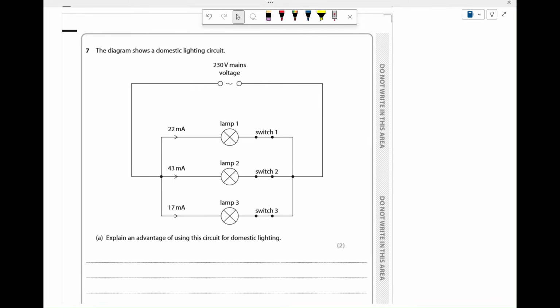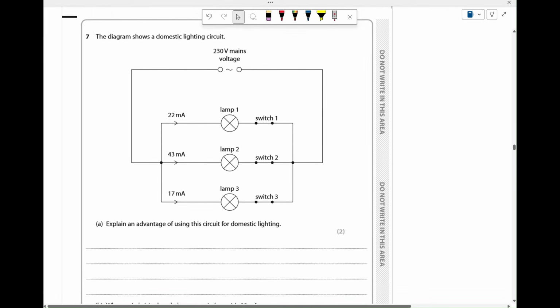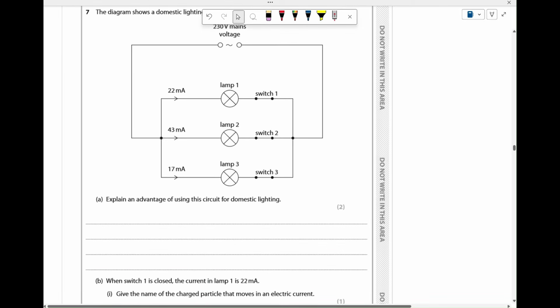Okay, we have a parallel circuit here. It says an advantage, okay, explain an advantage, so just be careful of thinking, oh, it's 2 marks, do I need to say 2 things? Well, you need to say 2 things about one advantage. So the advantage, a lot of people say, if one of them breaks, the rest of the circuit will still work, but given that it's a house, the most important thing is there's switches here, so I think that's what I'd say.